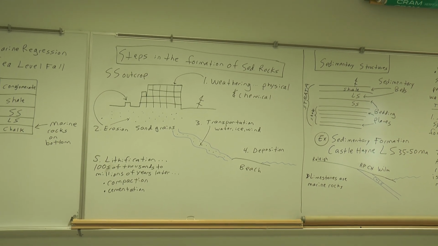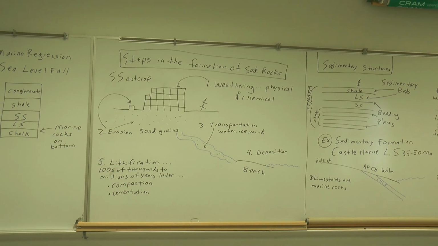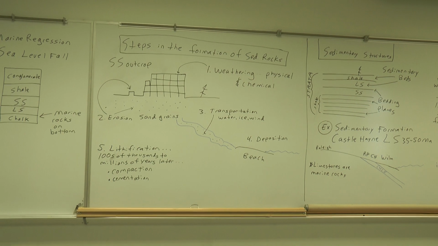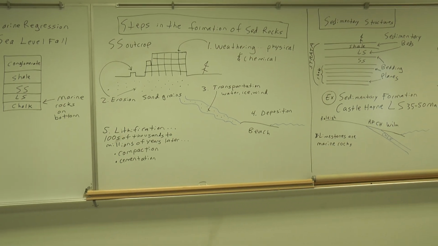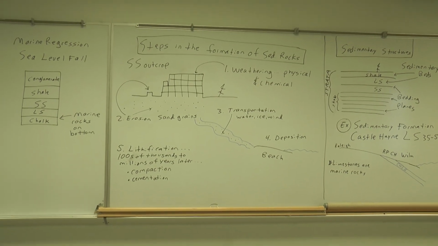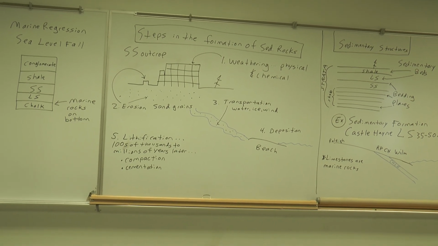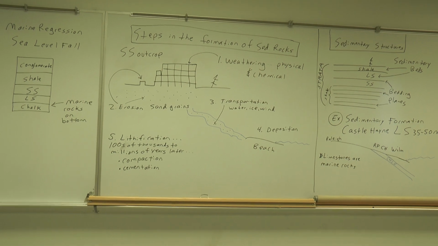Okay, which of those 3 do you think is moving the majority of sediments on this planet? Well, of course, that would be water. And what size sediments would wind be able to move around? And of course, that answer is going to be tiny grains. Okay, step number 4 is called deposition.